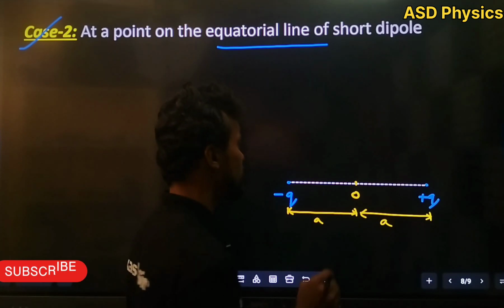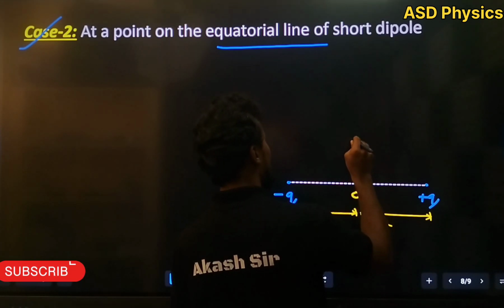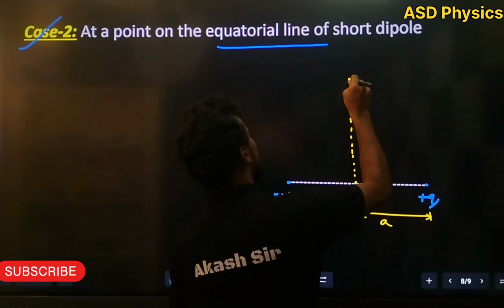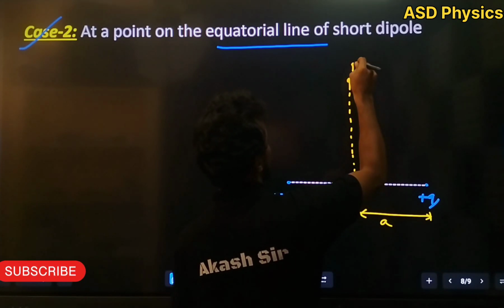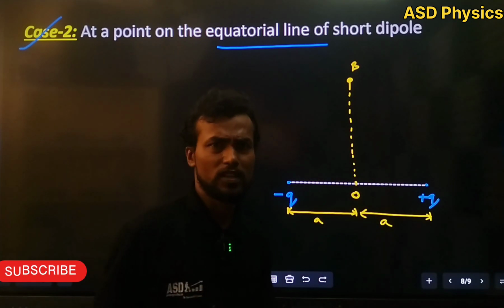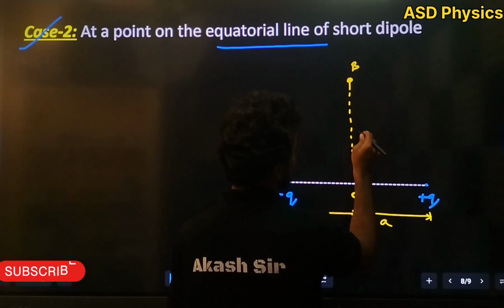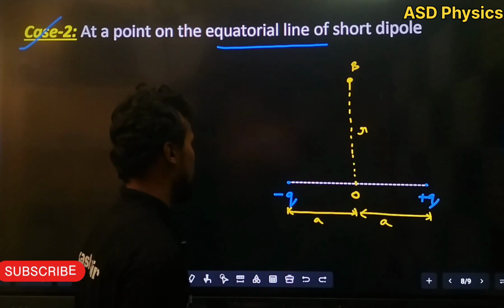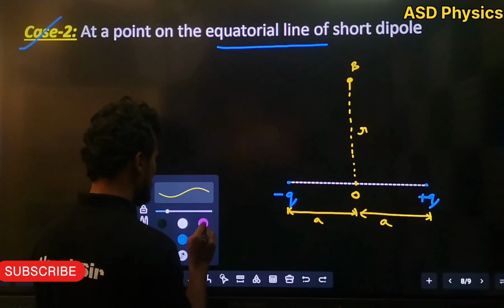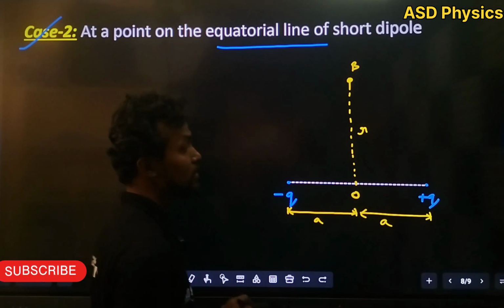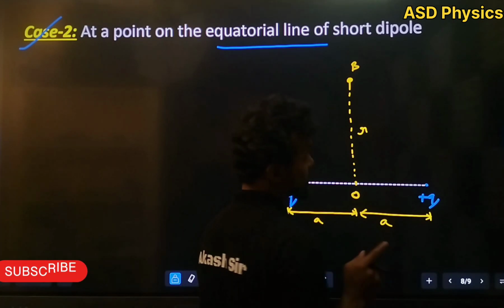Now we have to take the point on the equatorial line. Somewhere here I have taken this point. Let's call it B, the equatorial point B. So this is the center, this is the observation point, and this distance is called r. After that, we have to calculate the electric field at point B due to the minus q and plus q charges.